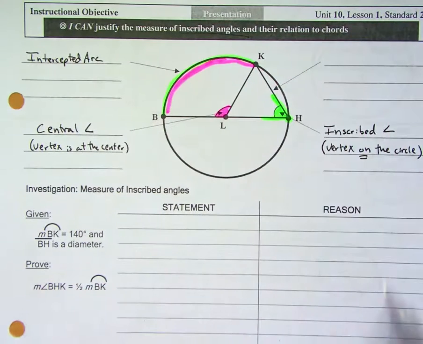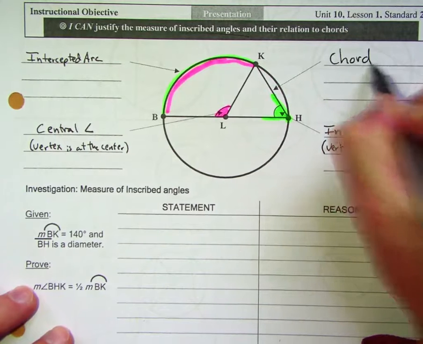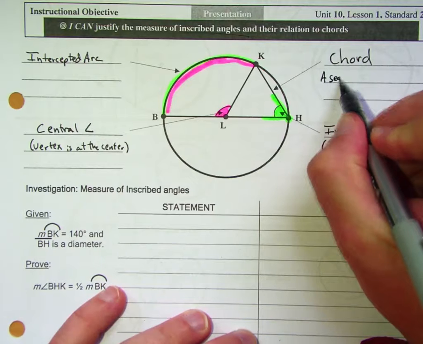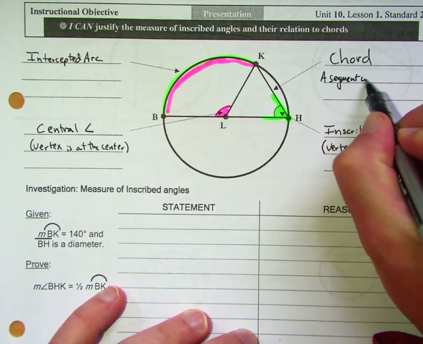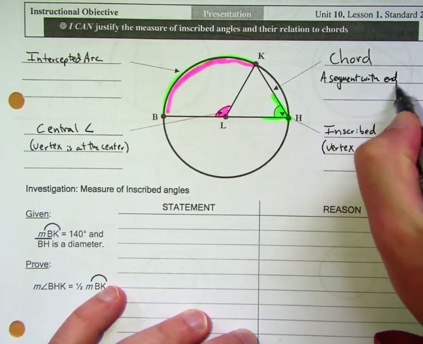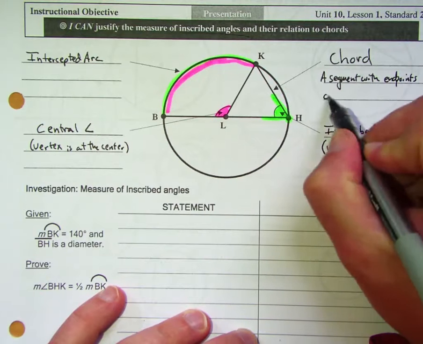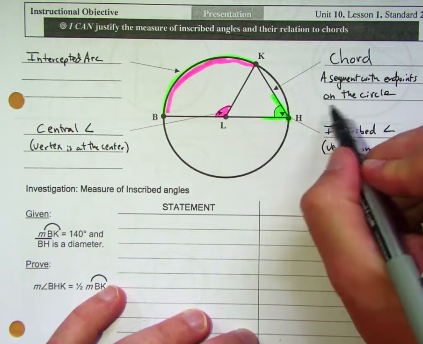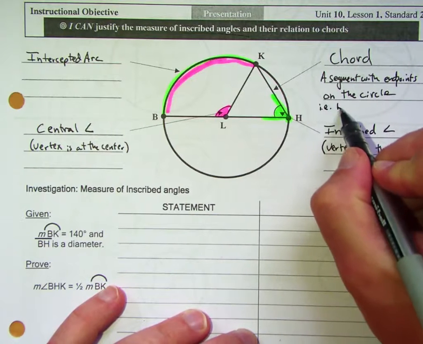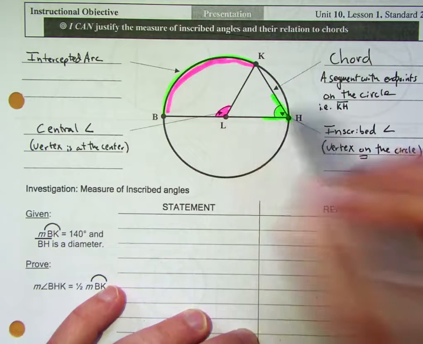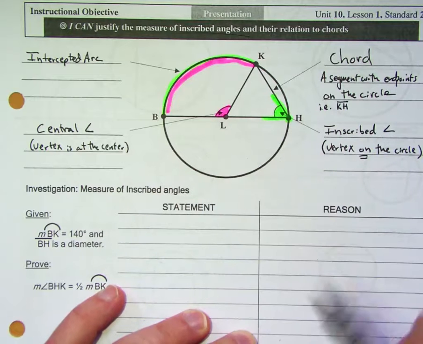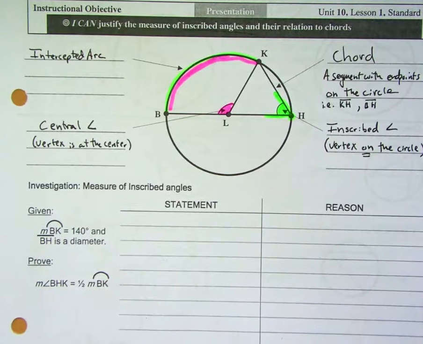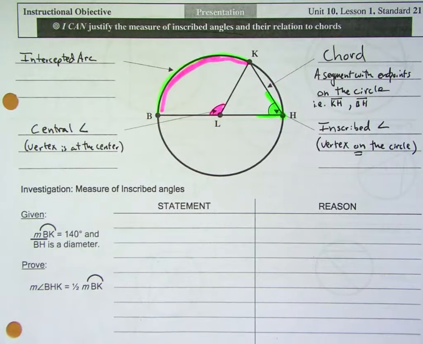And finally, when we talk about a chord, it's a segment with endpoints on the circle. So, for example, segment KH is a chord, segment BH is also a chord. That's the general vocabulary we're going to be working with for this lesson.